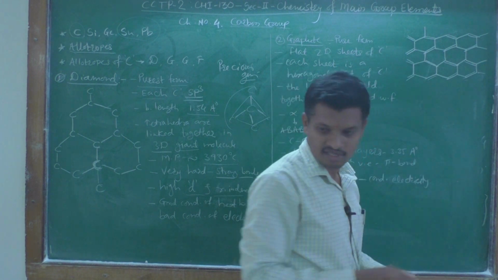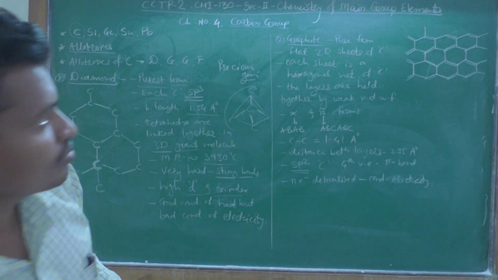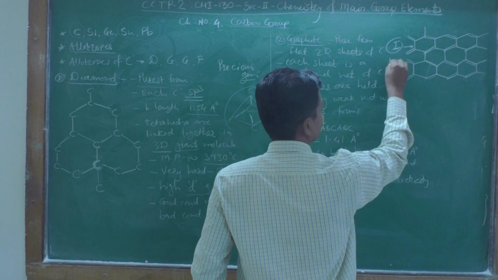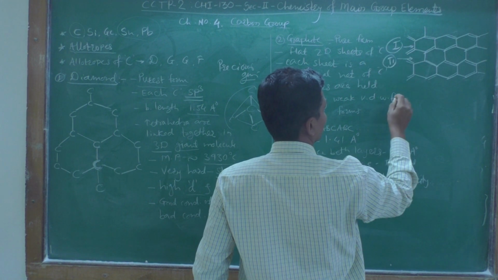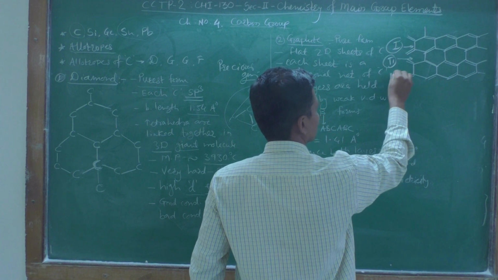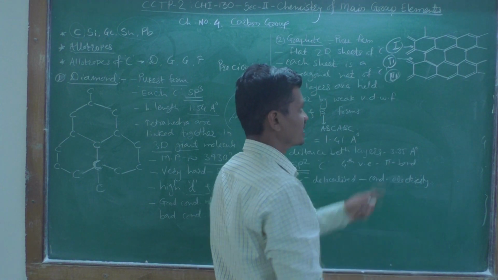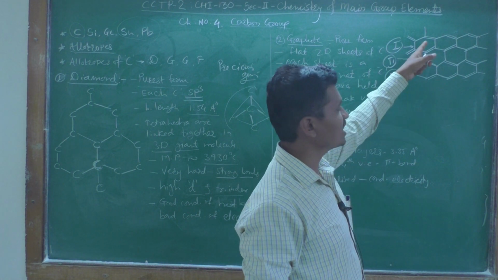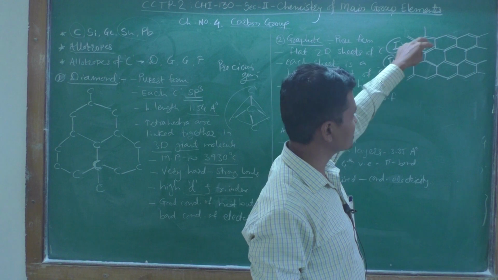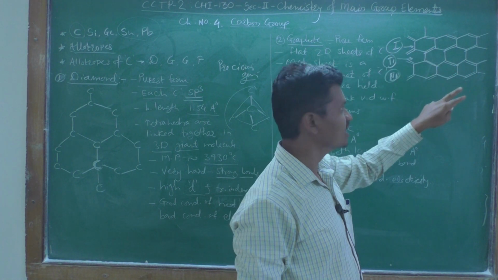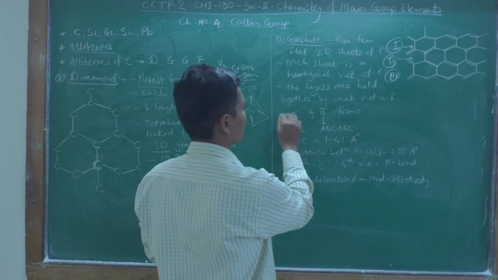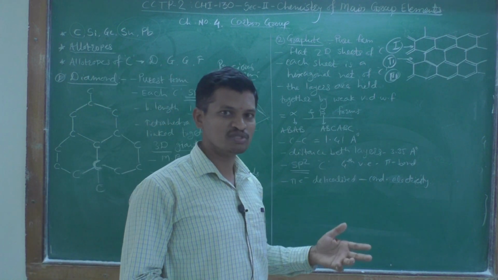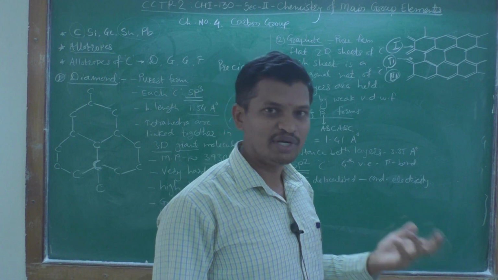Let us see here, this is the first layer, this is the second layer, and this is the third layer. In this figure the third layer repeats exactly above the first layer. This is the structure of alpha graphite. Graphite exists in two forms, alpha graphite and beta graphite.